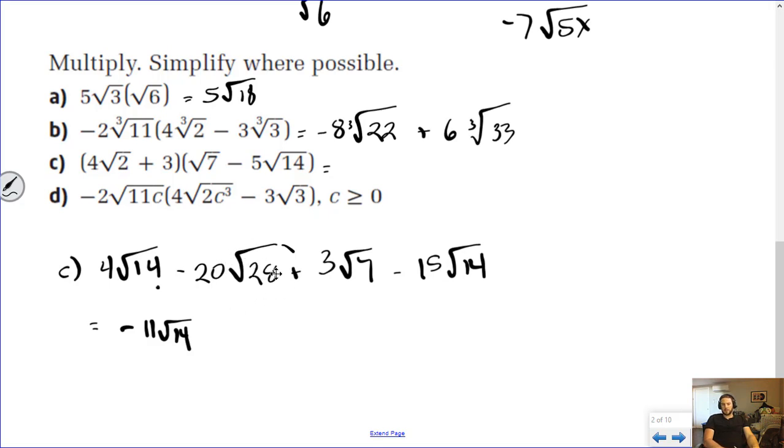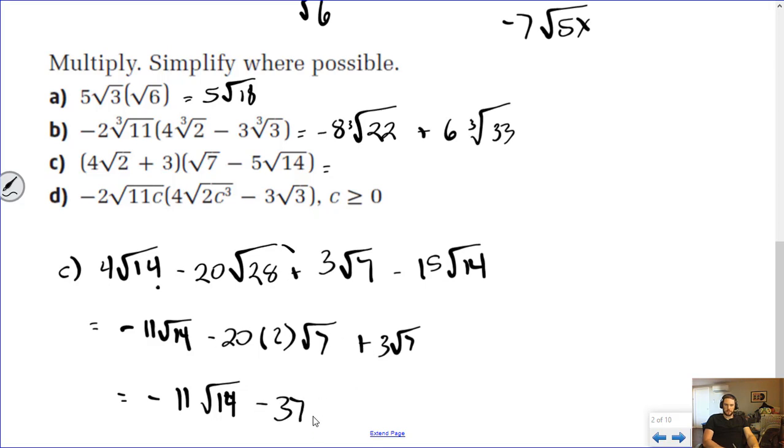can be broken up into 4 times 7, and 4 is a perfect square. So this thing can actually be simplified. So negative 20 times 2 root 7 plus 3 root 7. So now we can simplify even further. So this is negative 11 root 14. And then negative 20 times 2 is negative 40. So negative 40 plus 3 is negative 37 root 7.